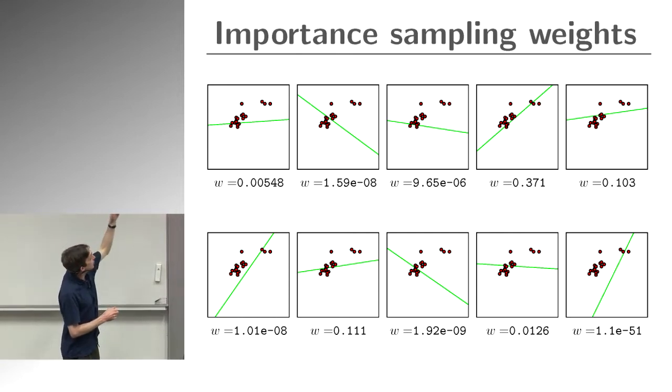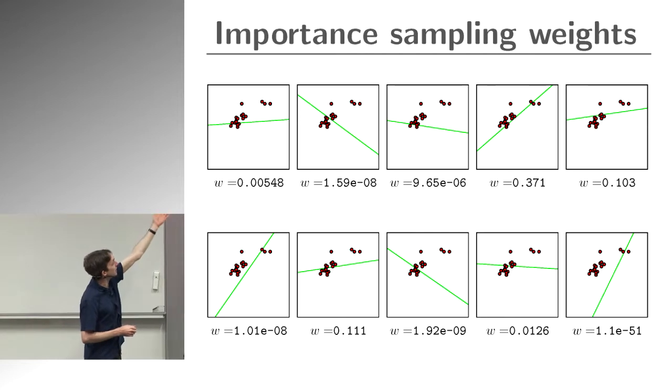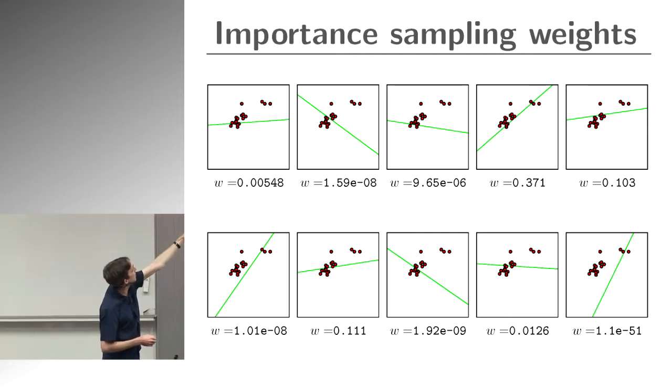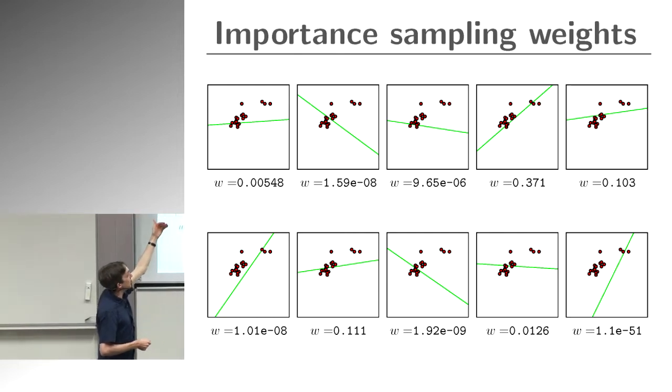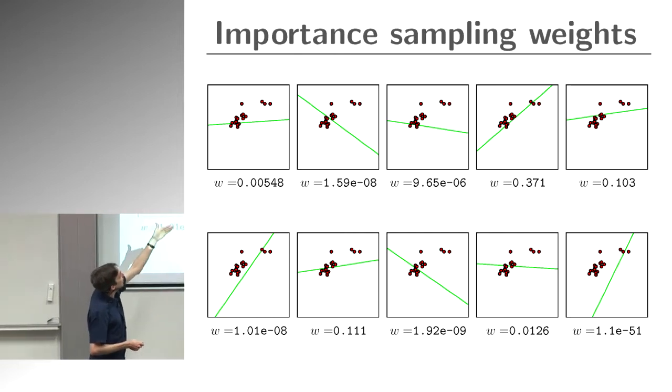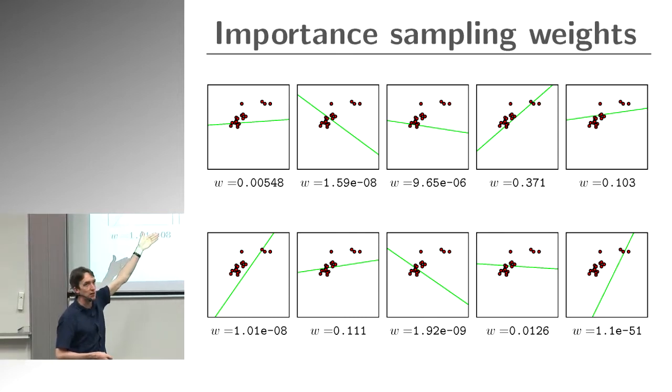So I slap down trend lines, and the first one doesn't really match the data. The next one is completely sort of at odds to the trend line. It is a terrible fit to the data. It's got importance weight 10 to the minus 8. The next one's a bit better. Its importance weight is 1/millionth. The next one is, by luck, a really good fit, and it has a much higher importance weight of 0.4. I think I've normalized these so the importance weights add up to 1.